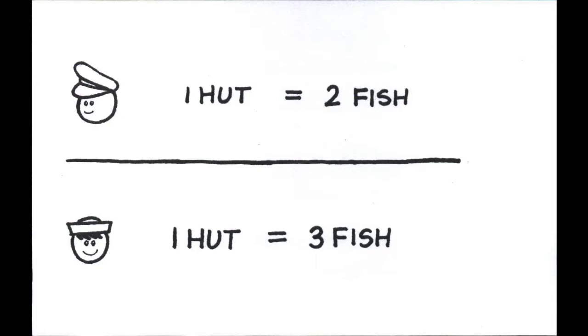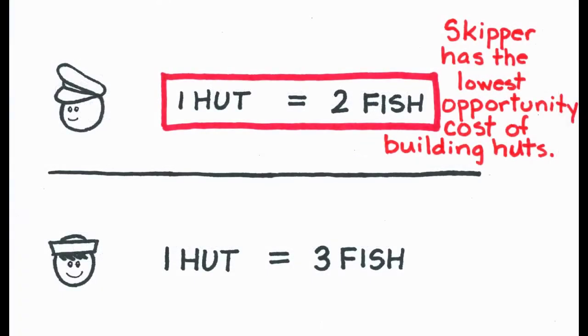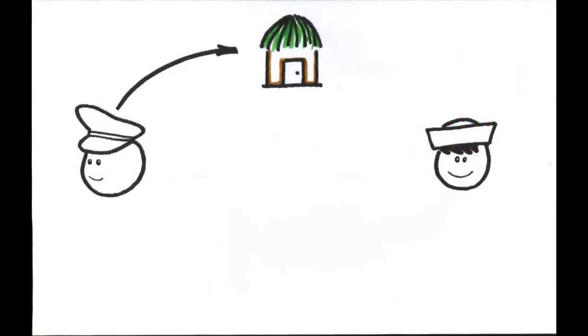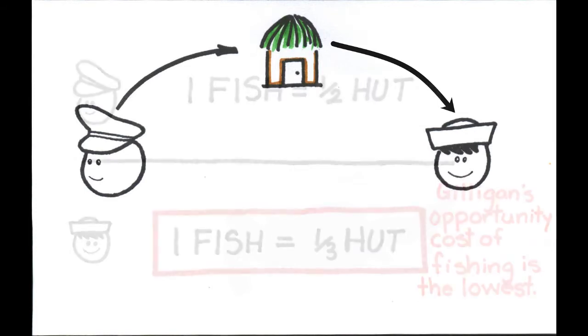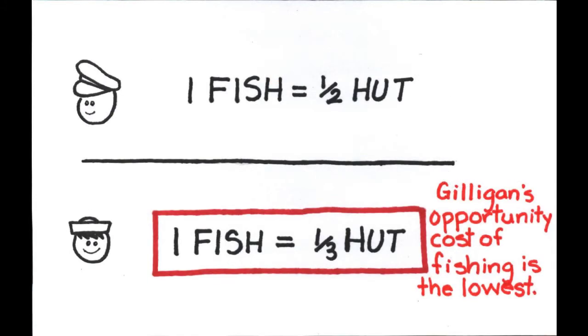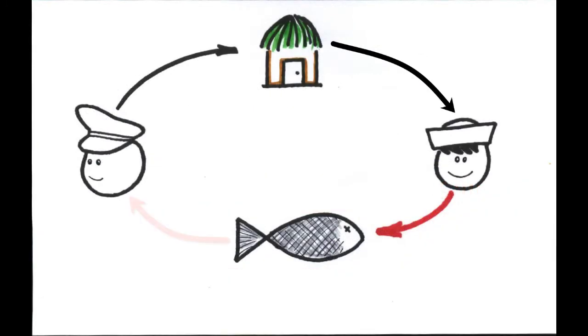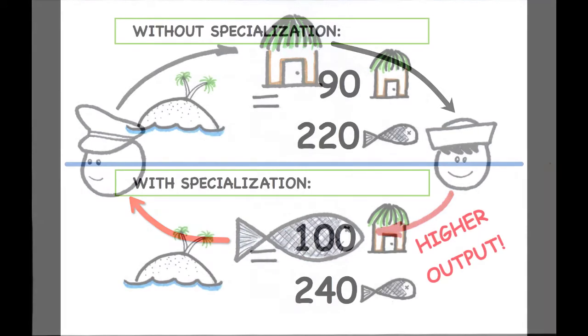According to comparative advantage, Skipper has the lowest opportunity cost of hut production and should specialize exclusively in hut production, selling any excess huts that he can produce to Gilligan. In the meantime, Gilligan, who has the lower opportunity cost and therefore comparative advantage in fishing, should exclusively produce fish dinners and sell any excess to Skipper. We saw in episode 34 that this behavior results in greater overall production.